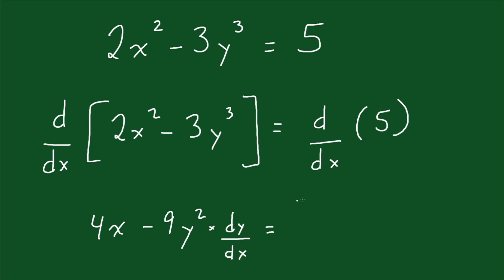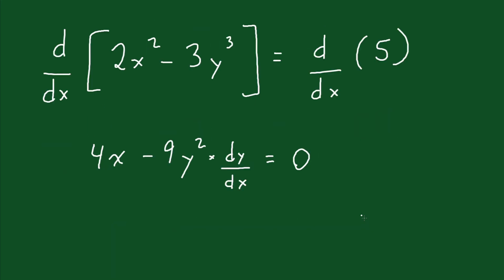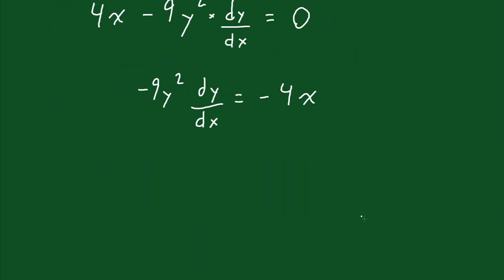Okay. Now on the right-hand side, we know what's going to happen. The derivative of a constant like 5 is going to equal 0. So now we have to isolate for dy/dx. So I can move my 4x to the other side. I would have negative 9y squared dy/dx equals negative 4x. And then I'll simply divide both sides by negative 9y squared. So dy/dx is equal to, the negatives will cancel one another out, 4x over 9y squared.